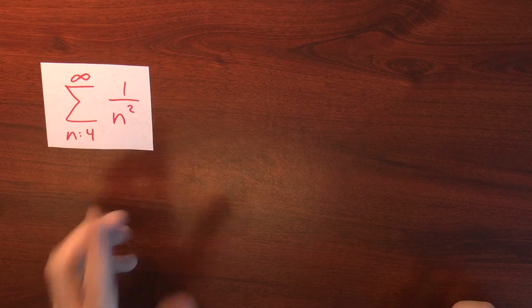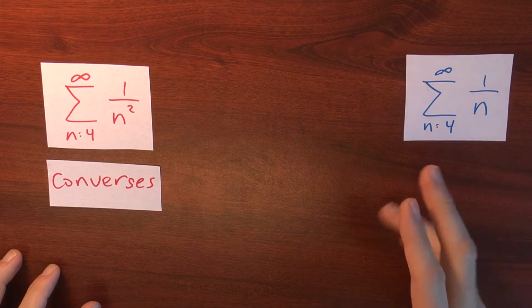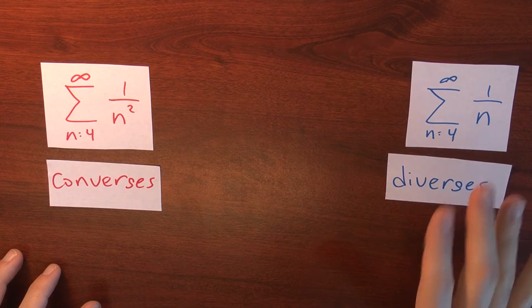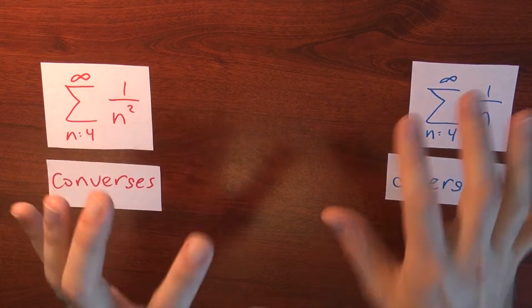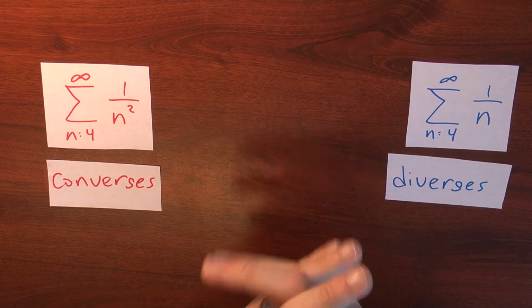The harmonic series diverges, but the sum of the reciprocals of the squares converges. P series with p equals 2 converges, right? So this series converges. The harmonic series diverges, so this series diverges. But what's something in between, right? Where's the boundary between convergence and divergence?